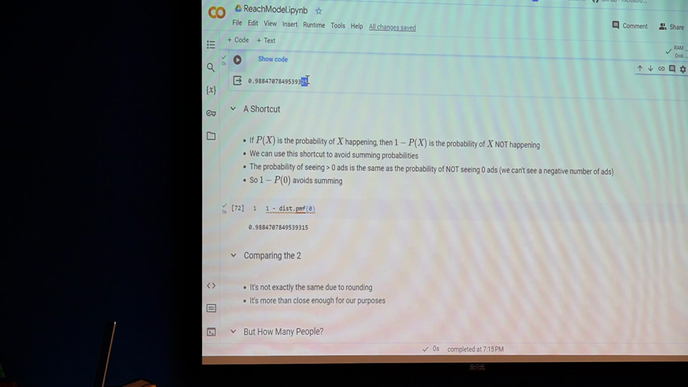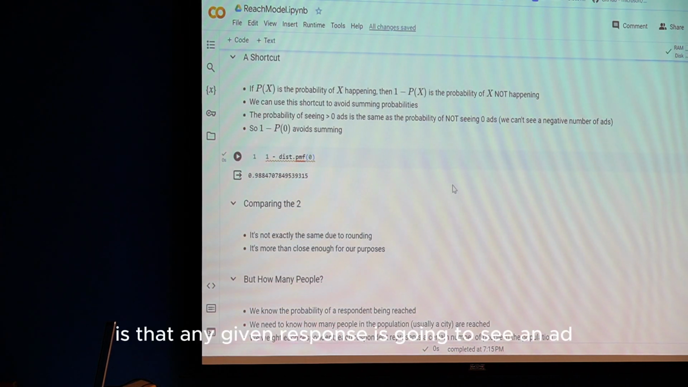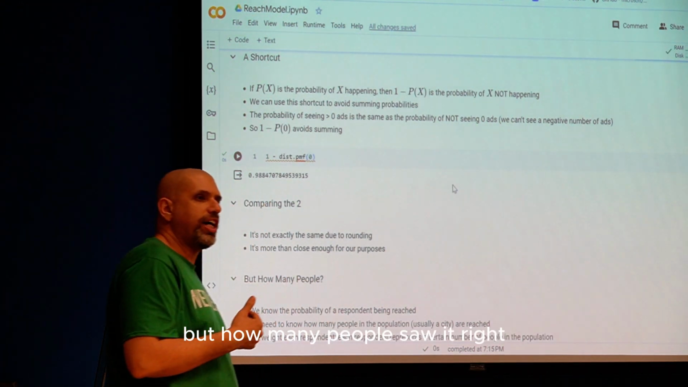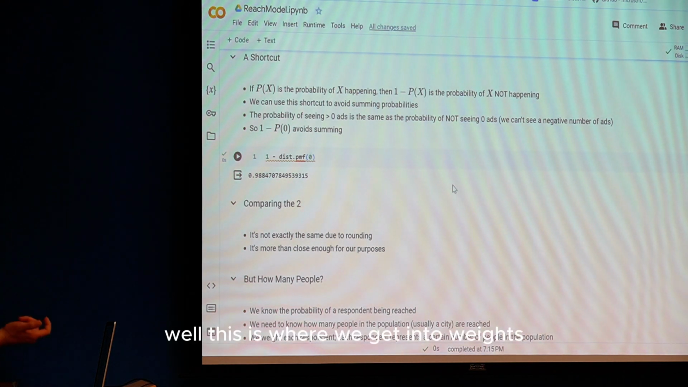Now, of course we want to say, okay, cool, so I know what the probability is that any given respondent is going to see an ad. But how many people saw it? You want to know how many people you reached trying to advertise Save Houston? Well, this is where we get into weights.